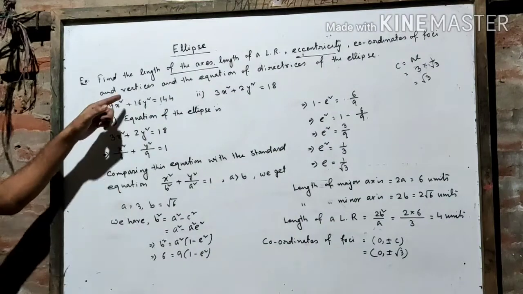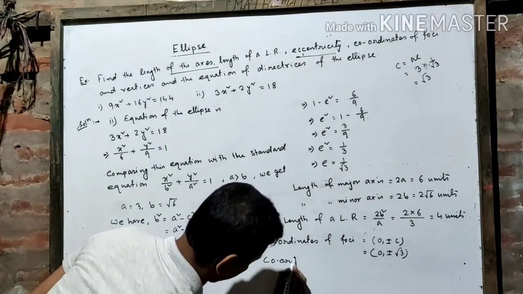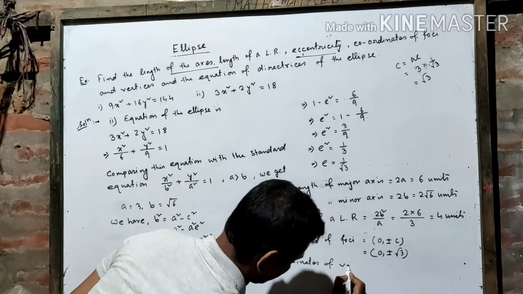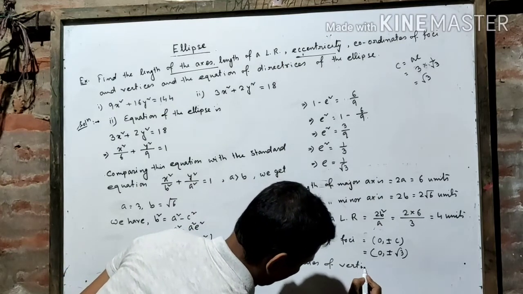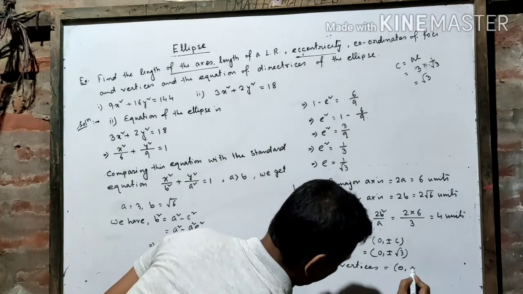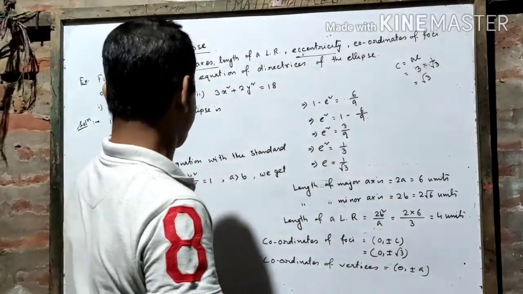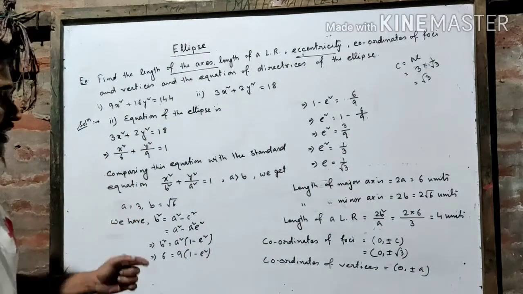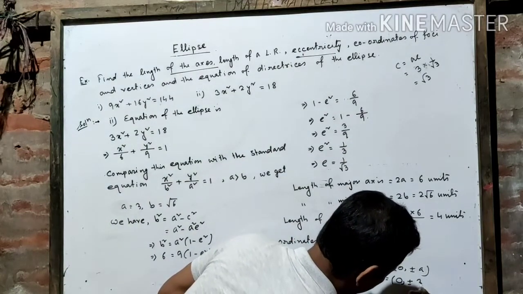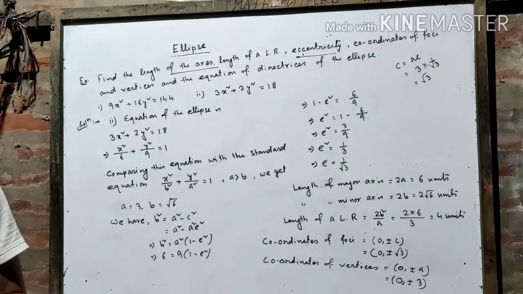Then vertices. Coordinates of vertices are (0, ±a). What is the value of a? The value of a is 3. So this is equal to (0, ±3). Then equations of the directrices.